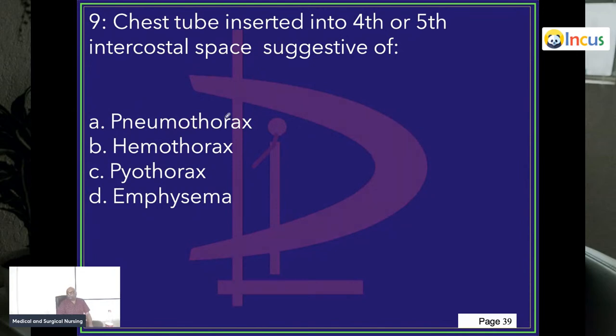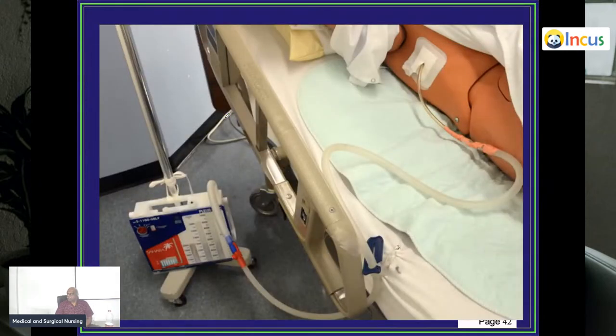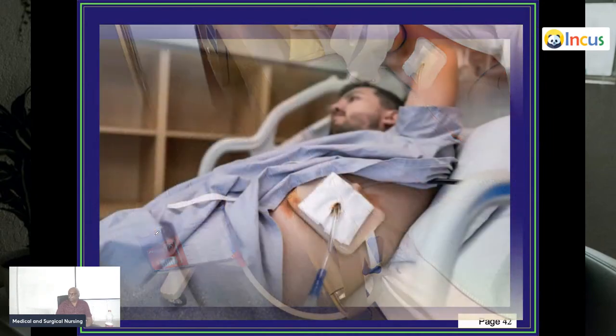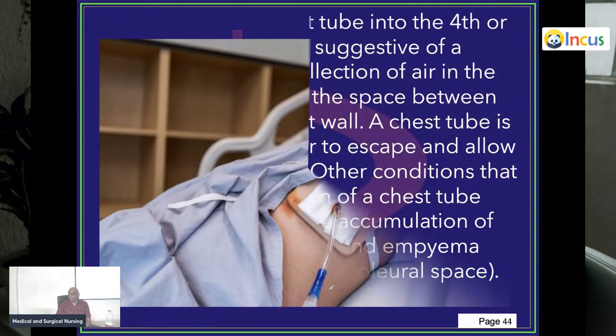Chest tube is inserted into the fourth and fifth intercostal space, typically in pneumothorax. You need to remember this is how chest tube drainage typically happens.